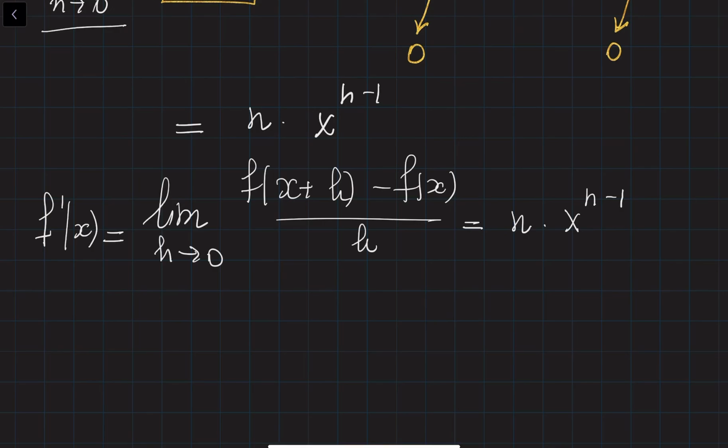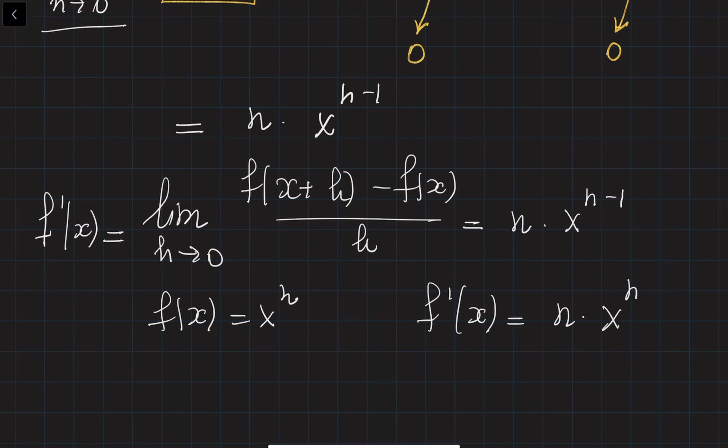So that's why if your function is given as x to the power of n, then the derivative of this function is going to be equal to n times x to the power of n minus 1. So this is the proof of this formula, and we've seen a couple of examples for this formula. So I hope that this was helpful for you.